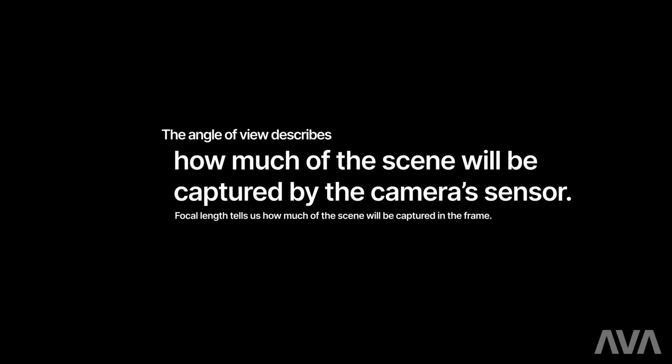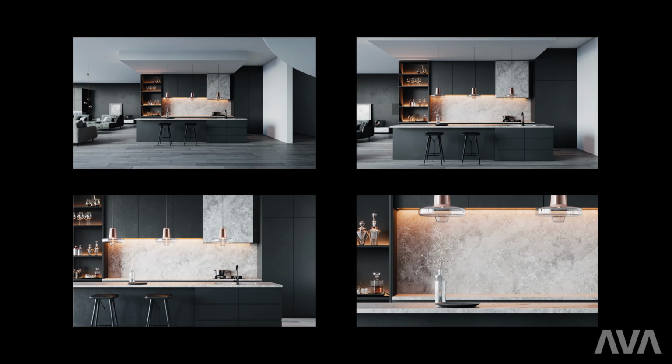Simply saying, the angle of view describes how much of the scene will be captured by the camera's sensor. Focal length tells us how much of the scene will be captured in the frame. The shorter the focal length, the broader view of the scene it shows. On the other hand, the longer the focal length, the objects are brought closer, so the angle of view is narrower. You can notice how the frame changes depending on the focal length we choose.